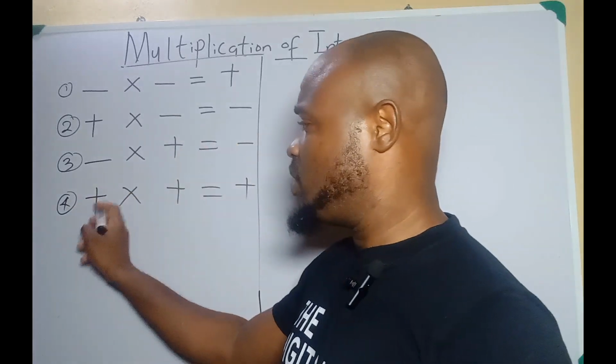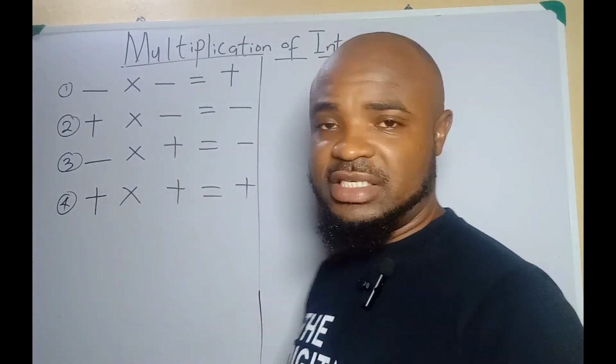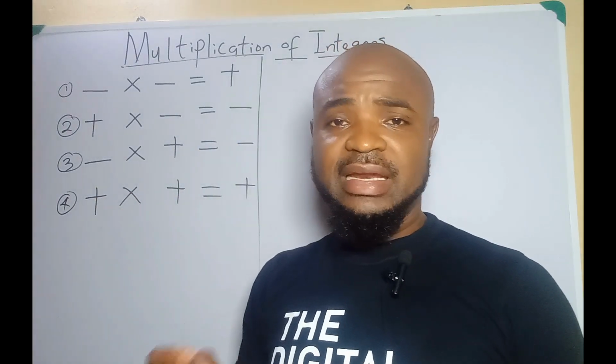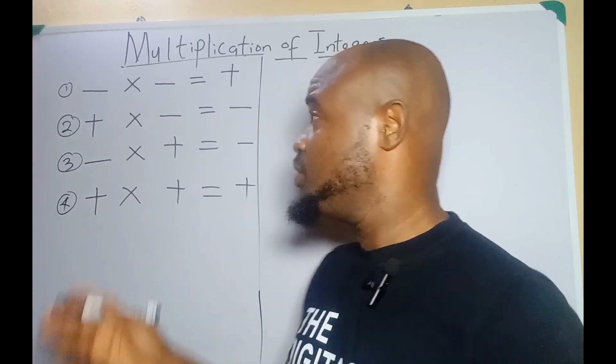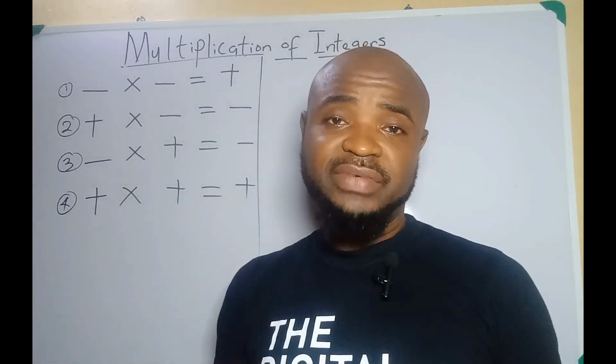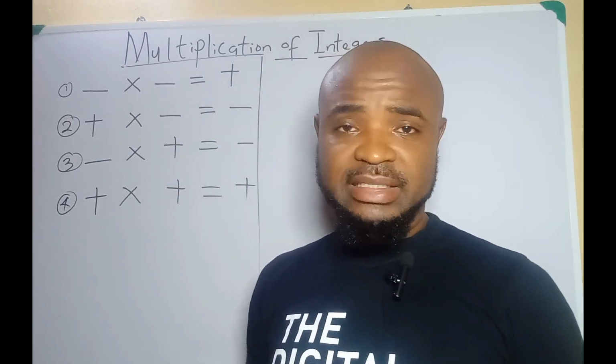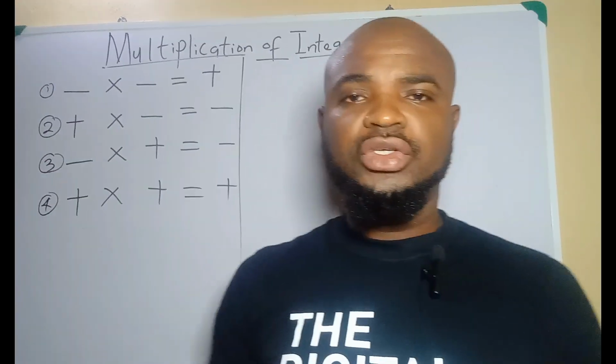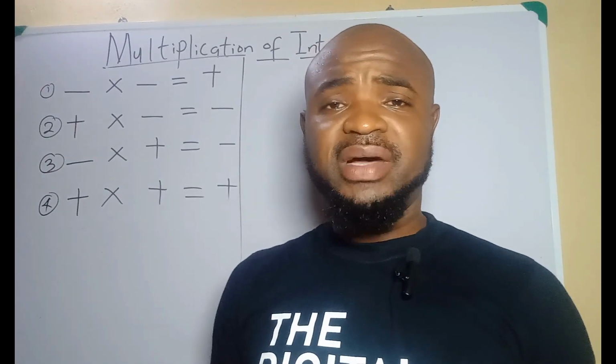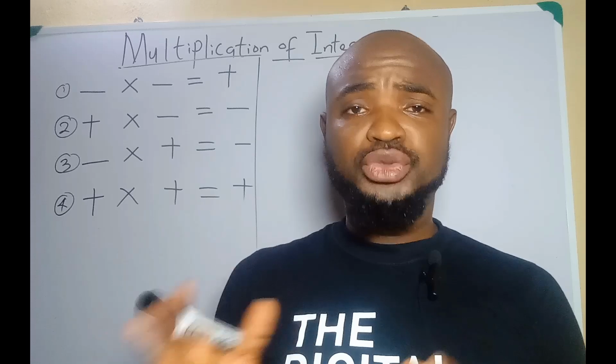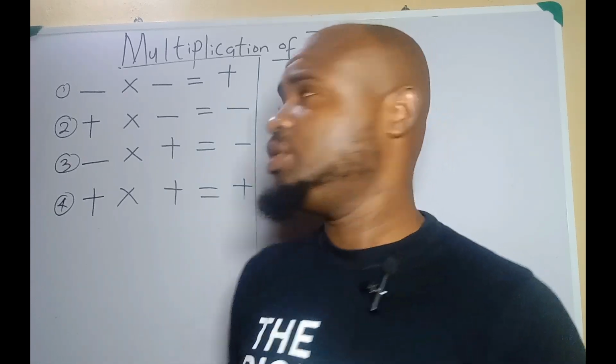So the last one is positive multiplied by positive. Please, it's not negative. The fact that negative times negative gives you positive doesn't mean positive times positive will change to negative. It's still what? Positive. So now that we know the multiplication of our signs rules, we're going to apply these rules in solving some questions. Okay, so now let's go.